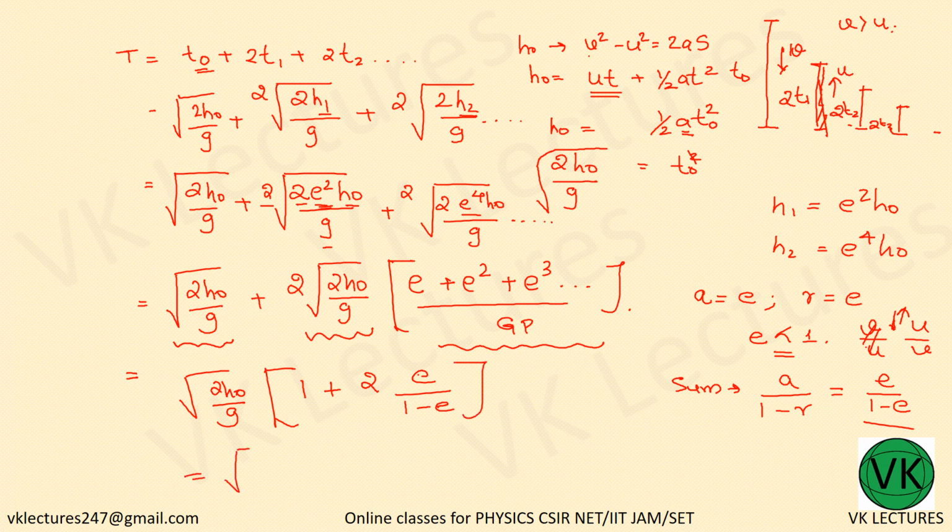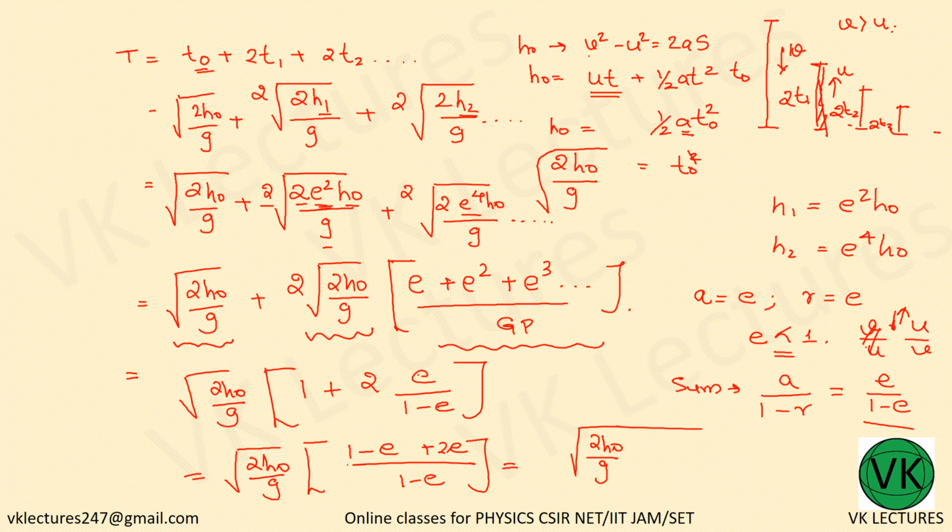Now this will be equal to root of 2 h naught by g into, this one you can write as 1 minus e plus 2e divided by 1 minus e. So 1 minus e plus 2e can be written as 1 plus e. So root of 2 h naught by g into 1 plus e divided by 1 minus e. I hope this is clear.